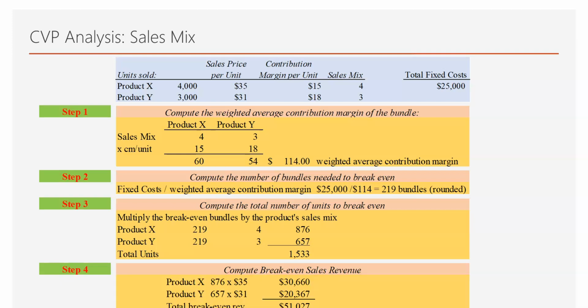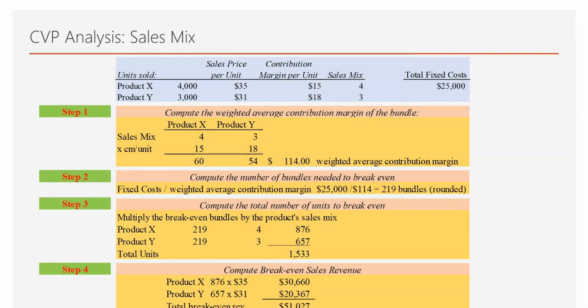Now I can compute the break-even sales and revenue by just taking the number of units I need to sell of that particular item to break even times the sales price. In other words, for product X, I need to sell 876 units. Multiply that by my sales price per unit, and the revenue I need to generate from product X is $30,660. Product Y, I need to sell 657 units at $31 a unit, and that will give me $20,367 in sales for product Y.